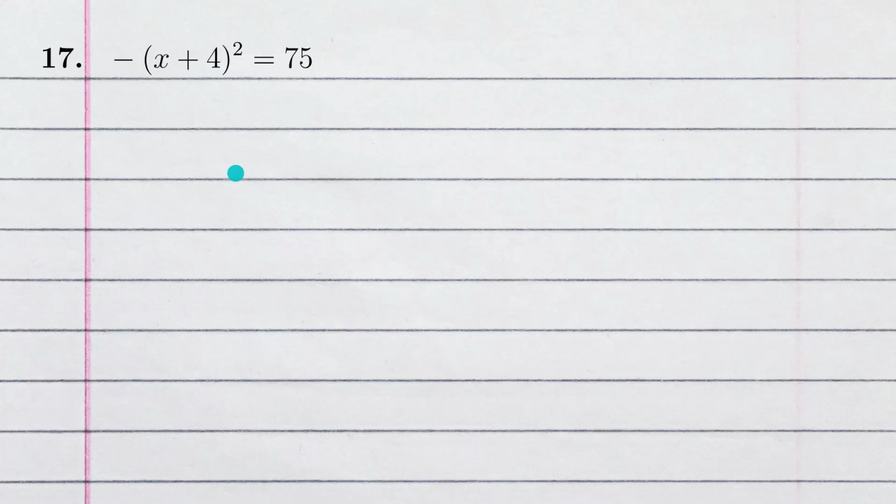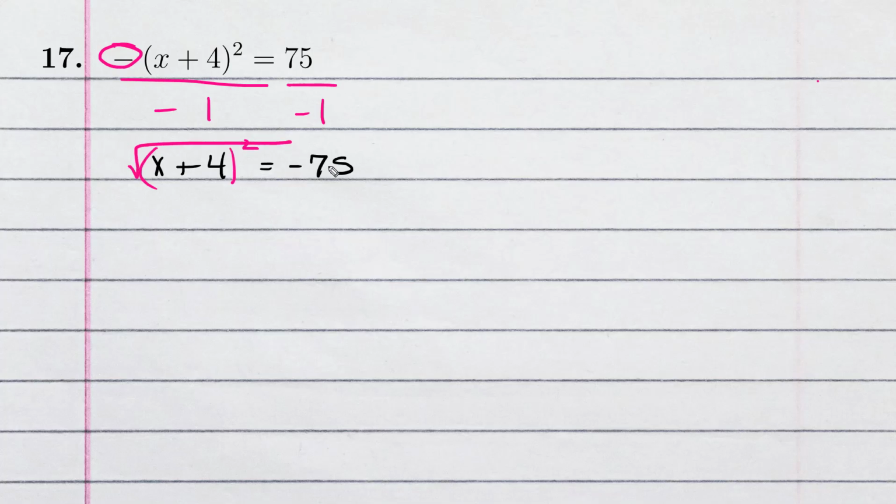So in number 17, what is different on this one is we have our squared item over here, but there's this -1 in front. And so we have that negative that we need to get moved to the other side. To do that, you would end up dividing both sides by -1. And so we have x plus 4 quantity squared is equal to -75. To get rid of the squared, I take the square root of both sides.